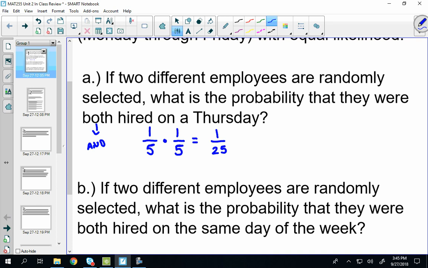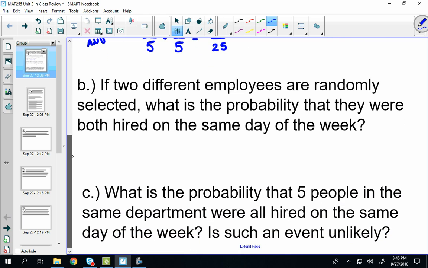Now part B is where it gets a little tricky. If two different employees are randomly selected, what is the probability that they were both hired on the same day of the week? So it's most people's first inclination to just go 1/5. We just did that. But what they're really saying is, what's the probability that they're both hired on Monday? Or they're both hired on Tuesday? Or they're both hired on Wednesday? Or they're both hired on Thursday? Or they're both hired on Friday? Any of those options will work.